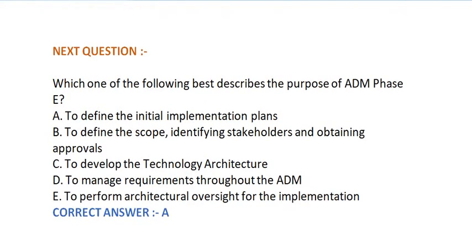Which one of the following best describes the purpose of ADM phase E? Option A, to define the initial implementation plans. Option B, to define the scope, identifying stakeholders and obtaining approvals. Option C, to develop the technology architecture. Option D, to manage requirements throughout the ADM. And option E, to perform architectural oversight for the implementation. And the correct answer is option A.